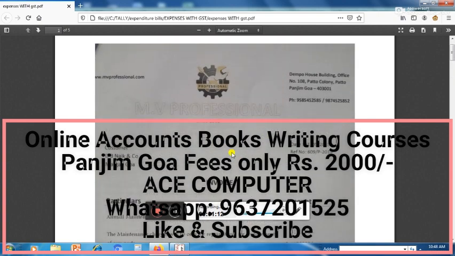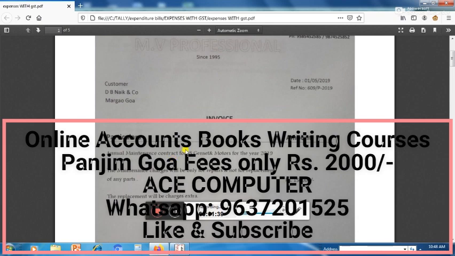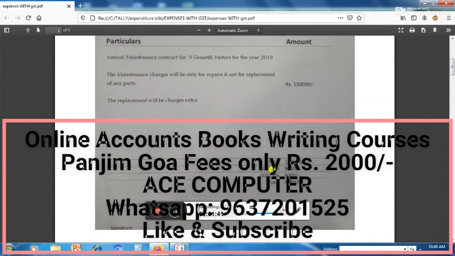But right now this bill is not a sale for us, because we have received this bill from MV Professionals. When we receive a bill from the party, it becomes an expense bill for us. We will concentrate on journal today. What type of bill is it? Maintenance. There is GST on the bill.